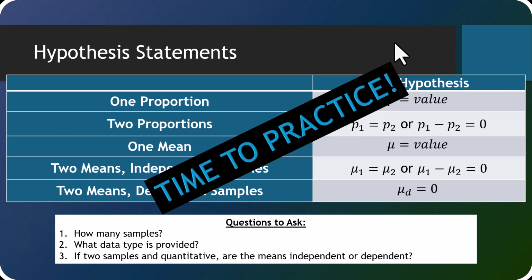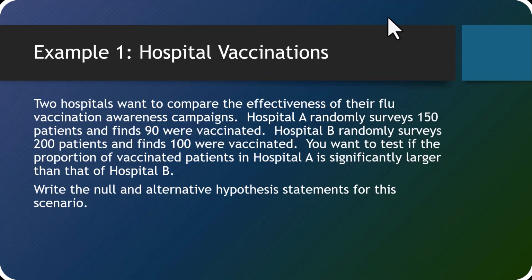So now we are going to work through 5 different examples, 1 of each type, and we are going to practice answering these 3 questions so that we can write our null and alternative hypothesis statements. So let's get started. Example 1, hospital vaccinations.